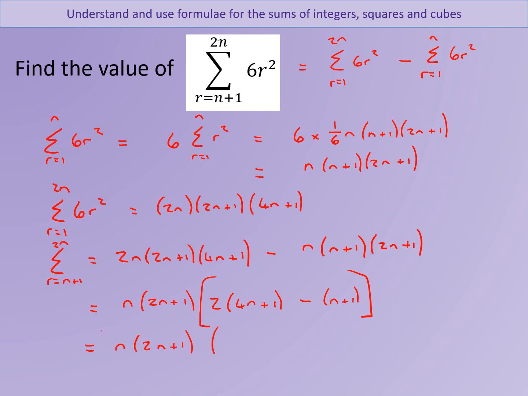So that will simplify down to give us n, 2n plus 1. We've then got 8n plus 2 minus n minus 1. Then 8n take away n is 7n, 2 take away 1 is 1. So the sum we're looking for is n, 2n plus 1, 7n plus 1.